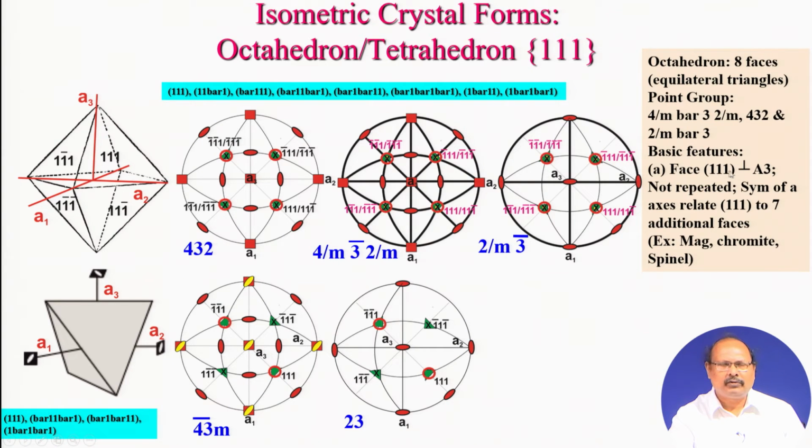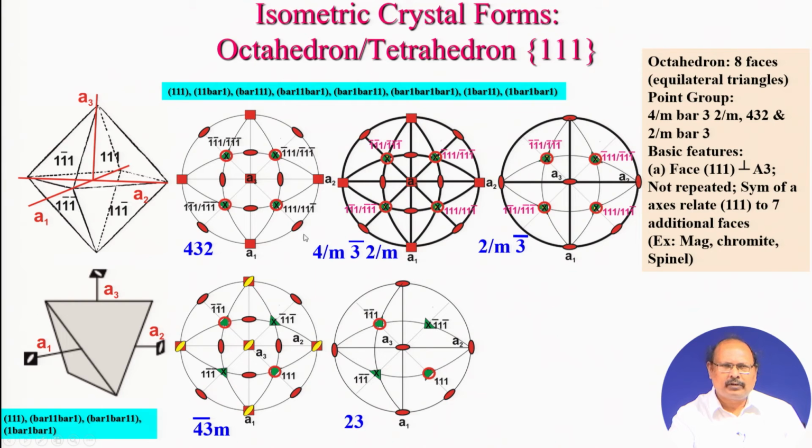So, I again repeat the most critical part here: this one face is perpendicular to the triad, that is why they will not be repeated here. So, the symmetry axis, that is here the 4-fold axis of symmetry, relates 111 to 7 additional faces, and we see these in the crystals magnetite, chromite and spinel, essentially the spinel group of minerals. And this is seen in 432, 4/m bar 3 2/m and also 2/m bar 3.